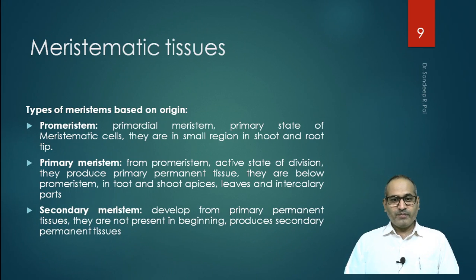Secondary meristems are developed from primary meristem, as I had mentioned earlier. They are not present in the beginning because they are produced from primary meristem, and primary meristems are produced from promeristem. They are produced later in the developmental stage. They produce secondary permanent tissues.